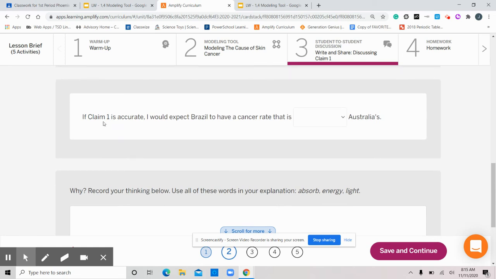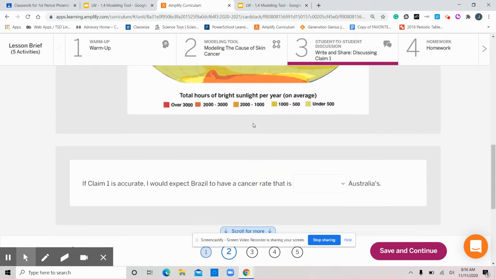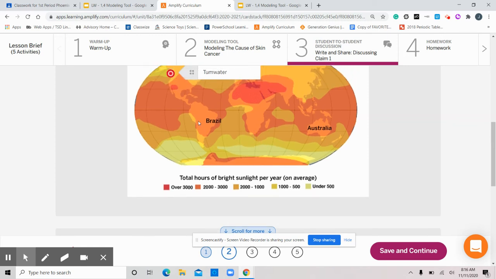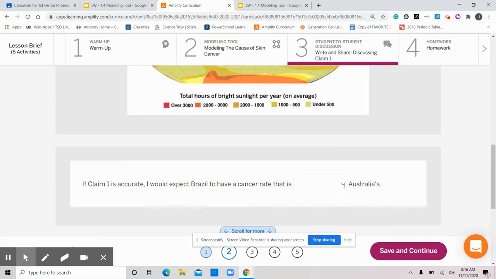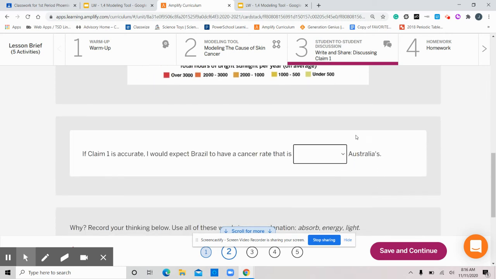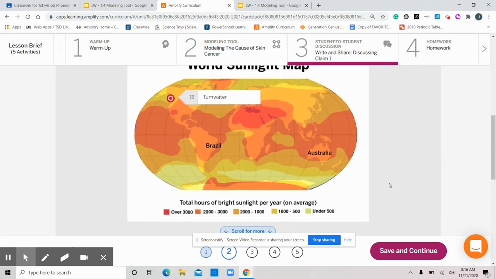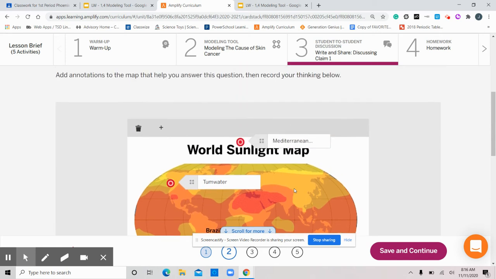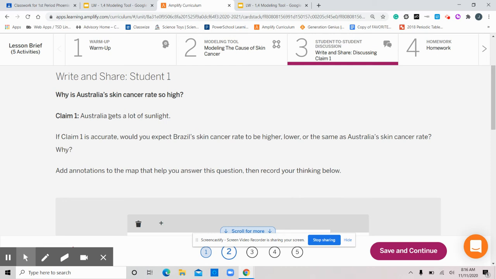So if claim one is accurate, what would you expect Brazil's skin cancer rate to be? Would you expect it to be the same as Australia, judging by getting the same amount of light? Would you expect it to be higher, lower, or the same? So let's look at this map. Here's Brazil. Over here is Australia. If this claim is correct, the reason why Australia's skin cancer rate is so high, what should we expect Brazil's skin cancer rate to be?